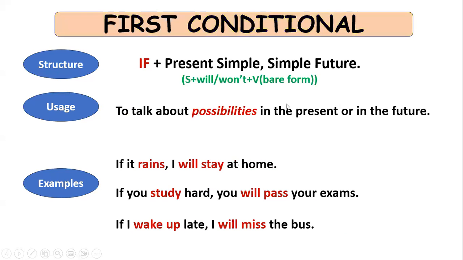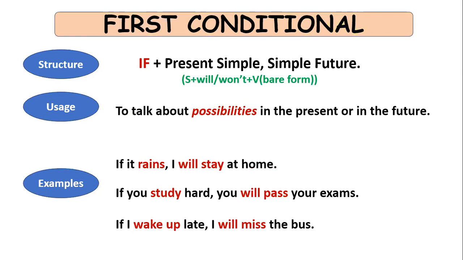The next one is the first conditional. What do we have here? We talk about possibilities in the present or in the future. Now we have a possibility to talk about, and that's why we usually tend to use a modal verb like will or can or may. So if I say something like, if it rains, I will stay at home. There is the possibility that I will stay at home.